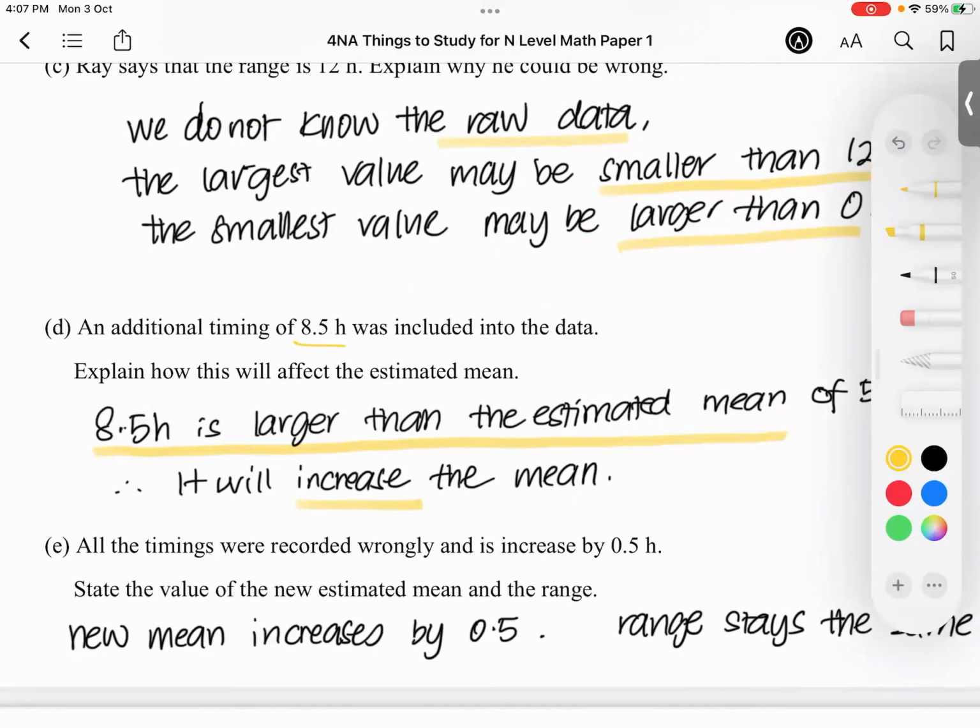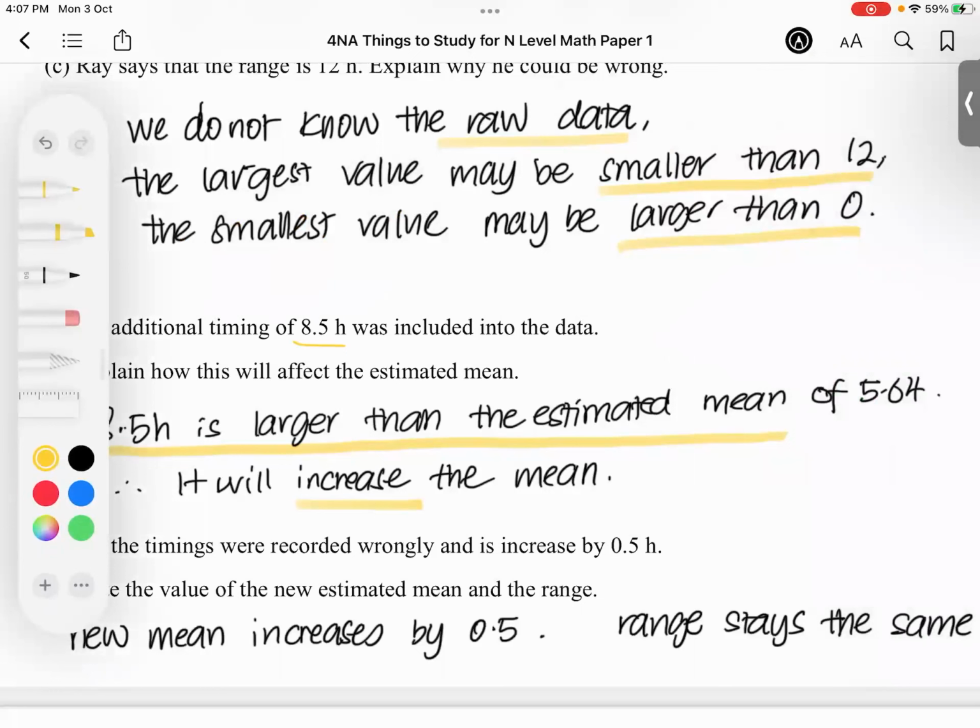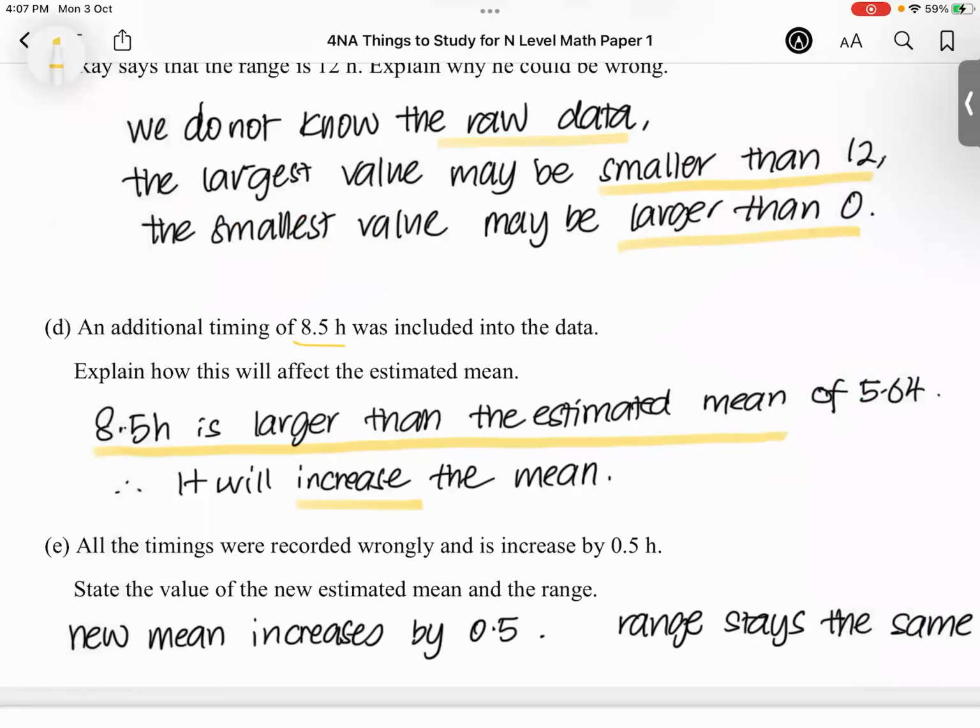If a number is way smaller than the mean, then it will decrease the mean. If the number added is exactly equal to the mean, then the mean stays the same. Okay? I repeat again. If the number is larger than the mean, it increases the mean. If the number is smaller than the mean, it decreases the mean. If the number is exactly the same as the mean, the mean stays the same.